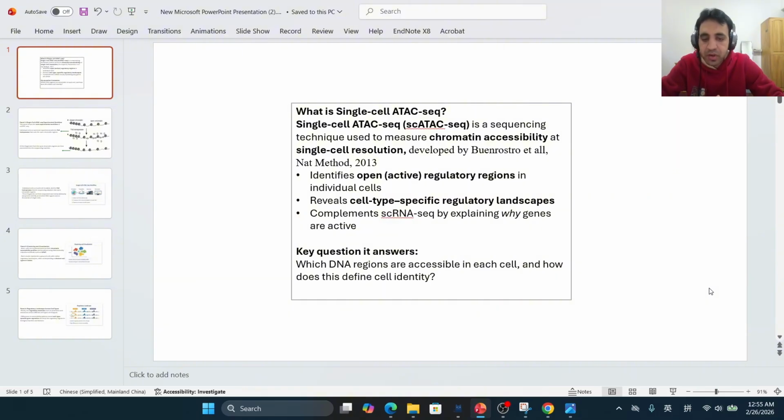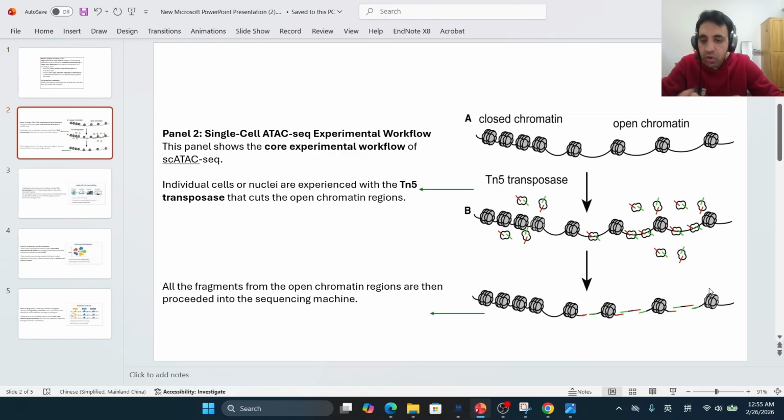Single-cell ATAC-Seq data identify open or active regulatory regions in individual cells. It reveals cell type specific regulatory landscapes, and it complements single-cell RNA-seq data by explaining why genes are active. So the key question that it addresses is which DNA regions are accessible in each cell and how this defines the cell identity.